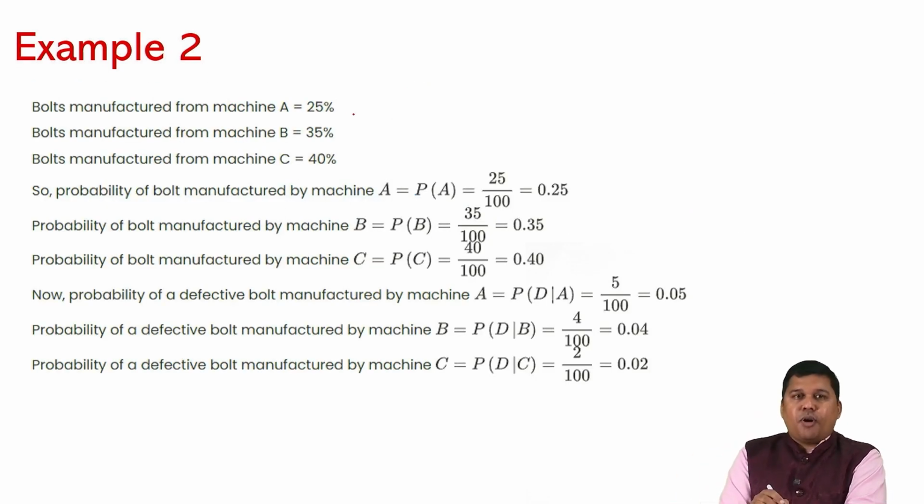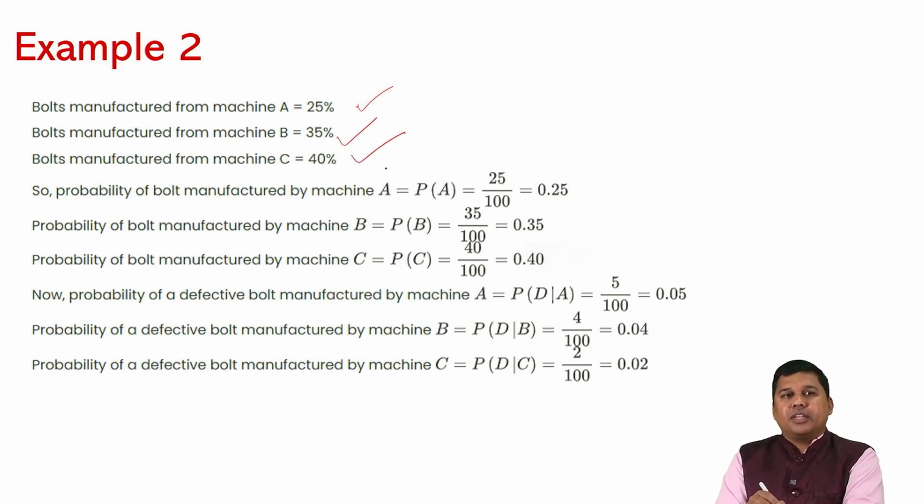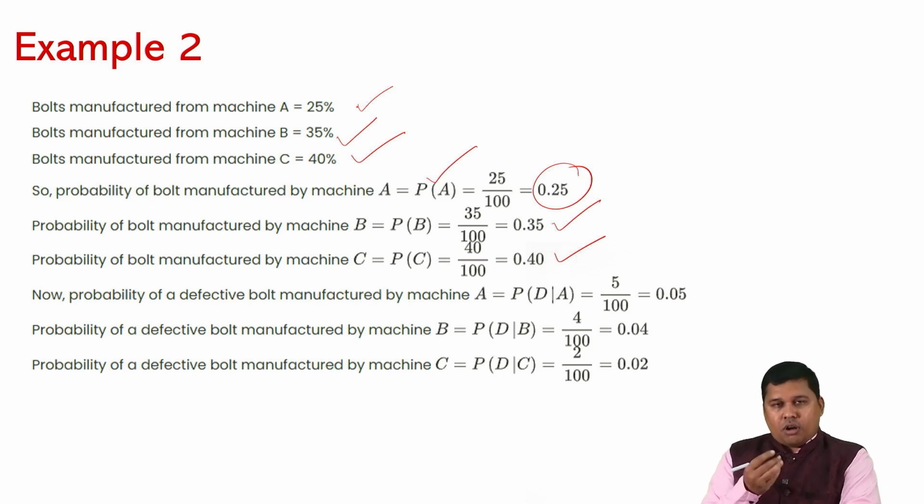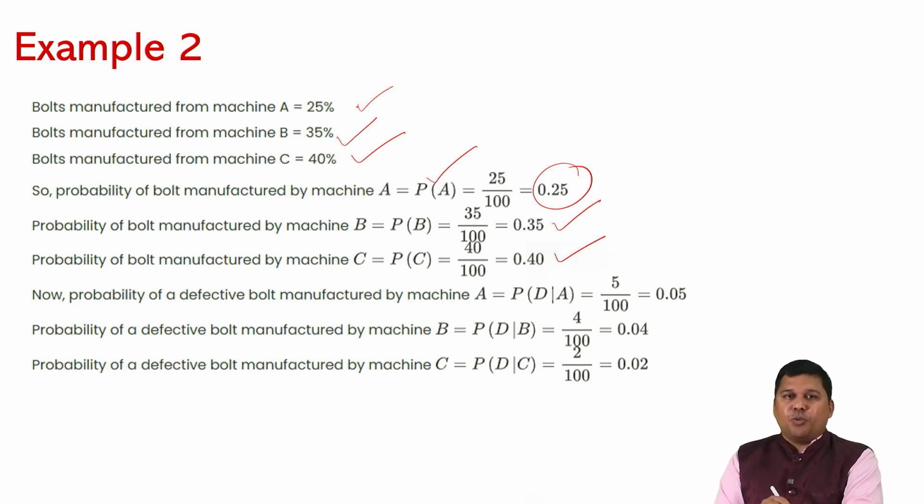So, total bolts manufactured by A is 25, by B is 35 and by C is 40. Now, if you convert into probability, P of A is 0.25, P of B is 0.35 and P of C is 0.40. We are also given that all 3 machines, A, B, C, produce defective bolts.